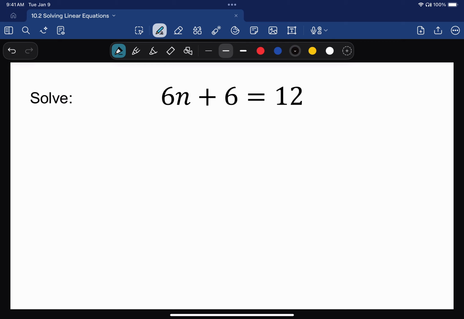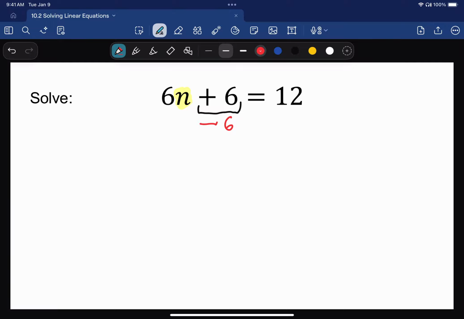Okay, so what we need to first do is locate our variable. So we can see our variable is right here. It's n. Okay, now we need to try to isolate this variable. So in order to do this, it's going to require 2 steps. That's why this is called a 2-step equation. So our first step is we are going to look at what is being added. So in this case, we are adding 6. Now the opposite of adding is subtracting. So we need to actually subtract 6. We need to apply opposite operations.